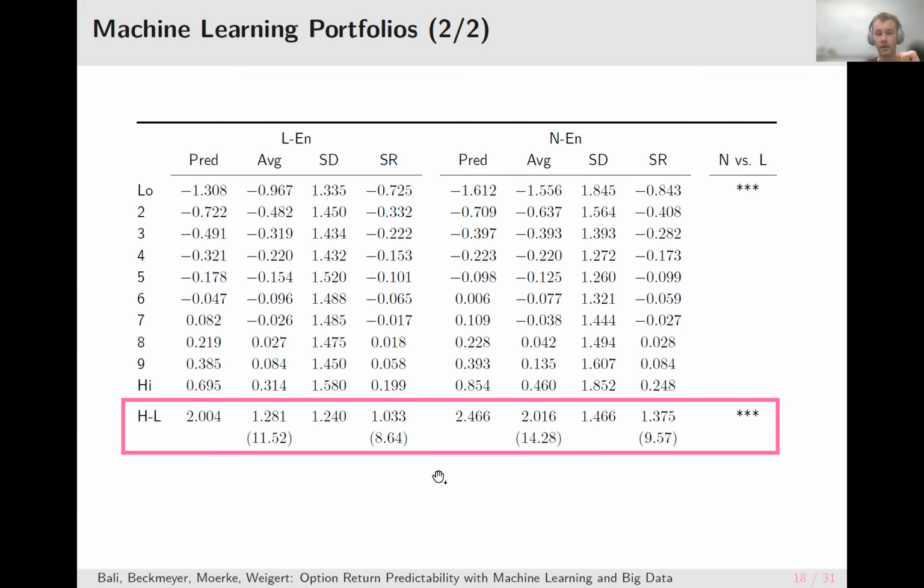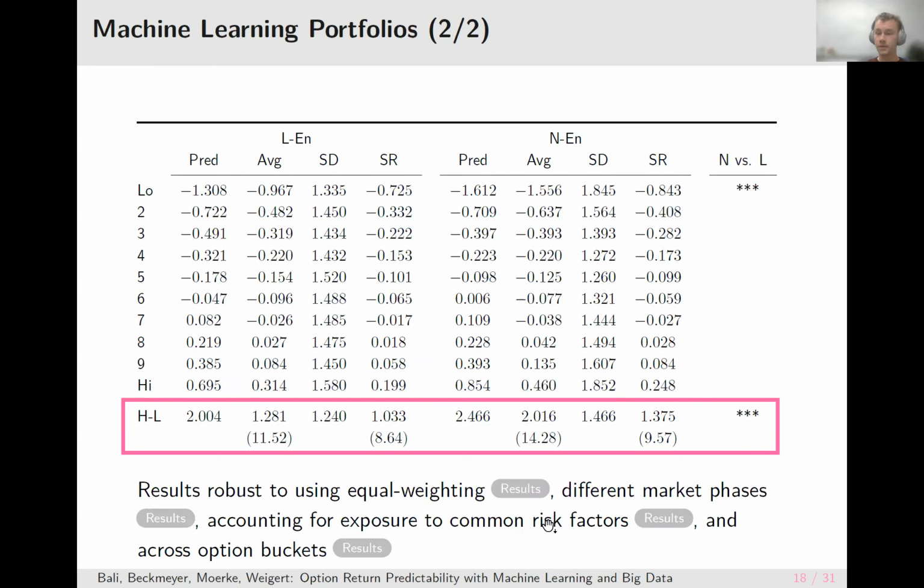So down here, looking at the linear ensemble, the high minus low portfolio is predicted to earn 2% per month. In actuality, this is 1.2% at a Sharpe ratio of 1, all measured monthly. For the nonlinear ensemble, we predict a return spread of 2.4%. We managed to get 2 at a Sharpe ratio of 1.4. And the difference between these two models, right, the high minus low portfolios, is highly statistically significant in favor of the nonlinear ensemble.